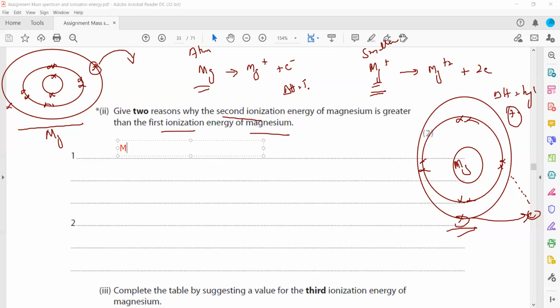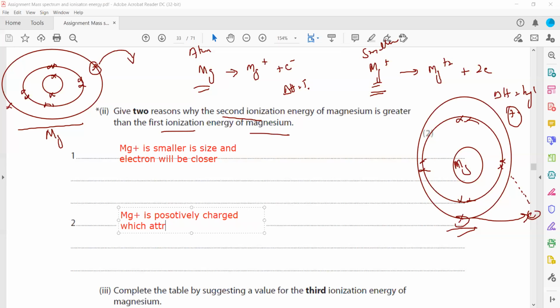So the first thing, the magnesium ion is smaller in size, and the electron will be closer. That is one thing. And the second thing, the magnesium plus 1 ion is positively charged, which attracts the electron which we are trying to remove. When we remove an electron from a neutral magnesium atom, there is no such attraction, but this one is already charged, so it will be difficult to remove this electron.